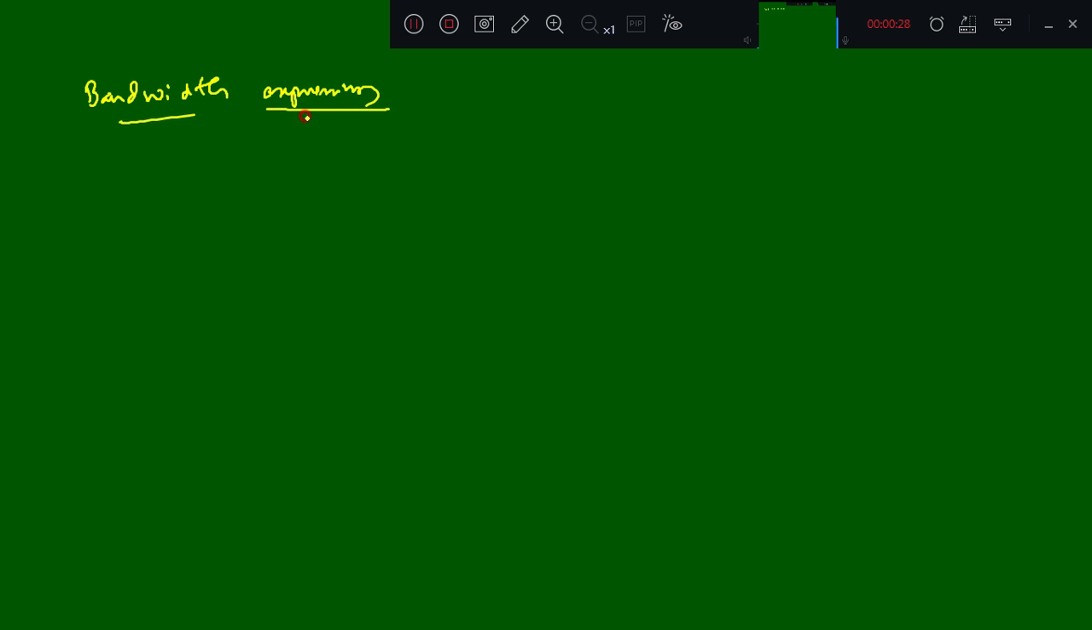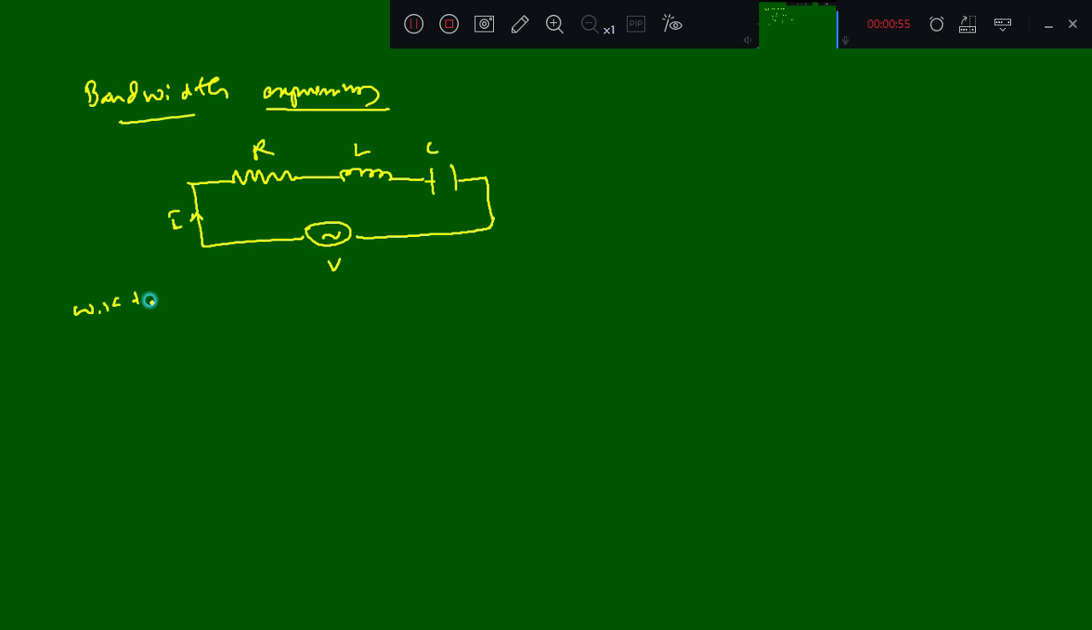Consider an RLC circuit, that is a series resistance, inductor, capacitor, RLC, with input voltage V, and the current is I. So the basic equation we know for current is I equal to V divided by Z.